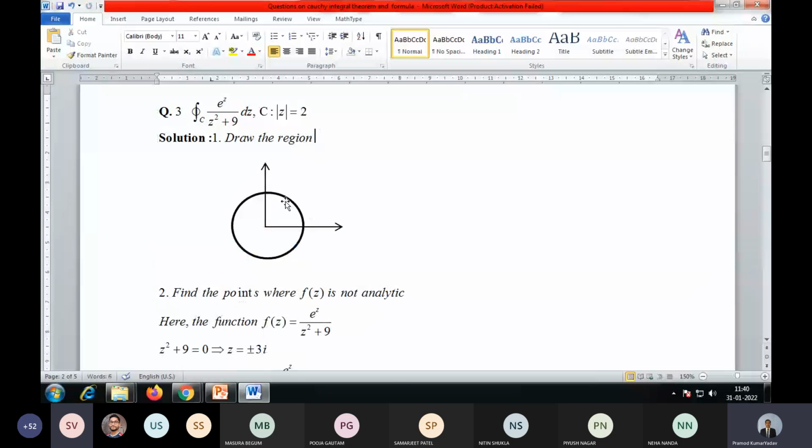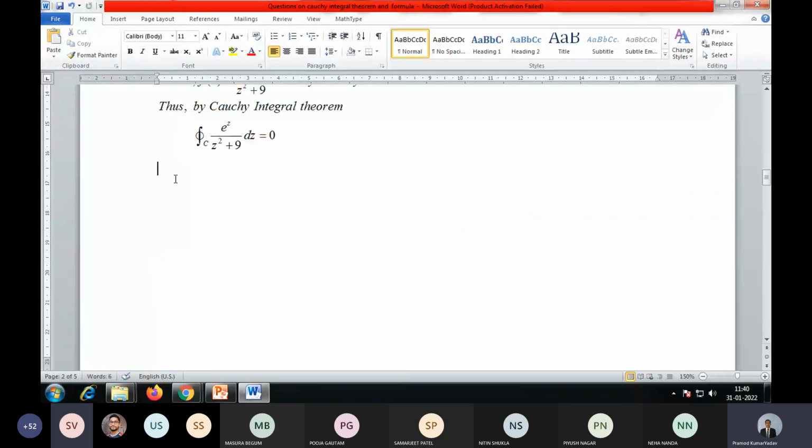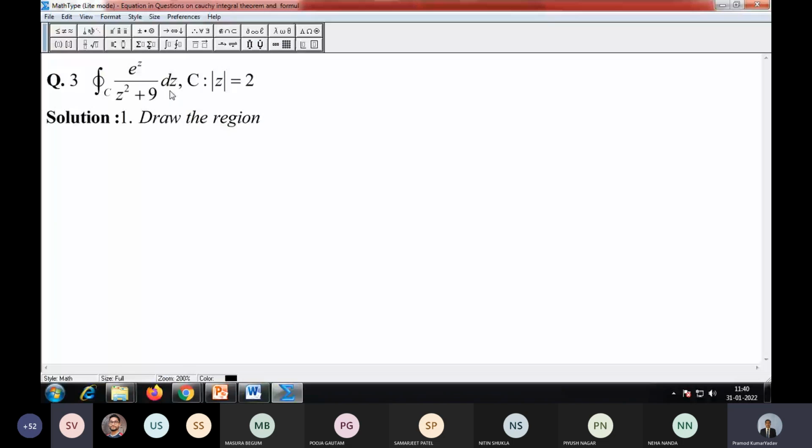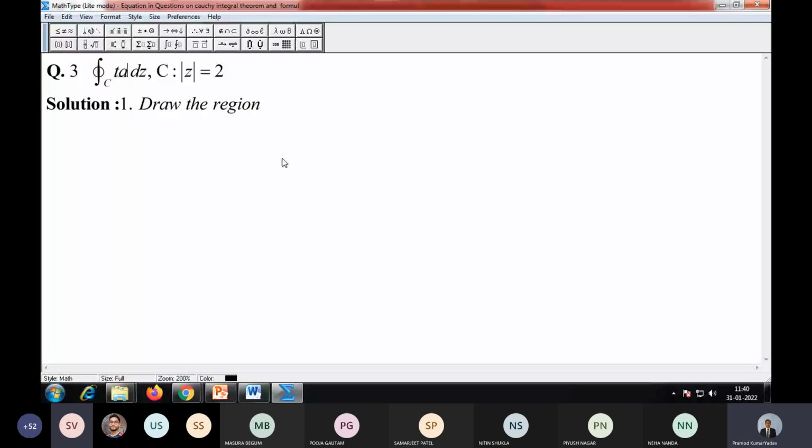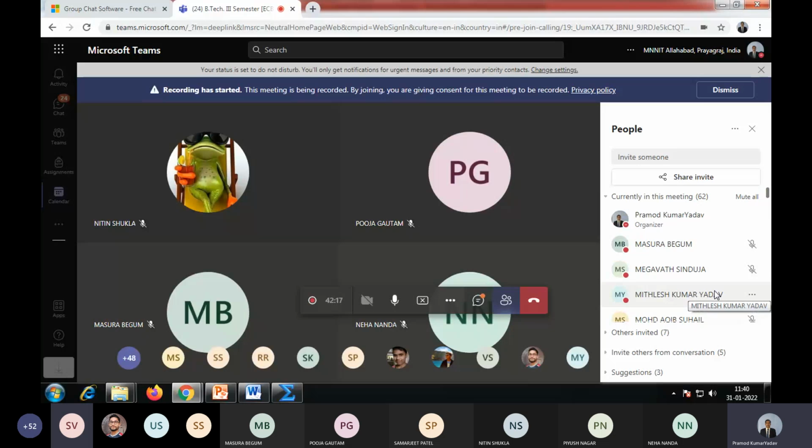A few more questions I'm trying to give here. Here, in place of this one, tangent, where mod z equal to 1. We'll give the answer of this question. If you have cleared the concept, then you may raise your hand now, please.